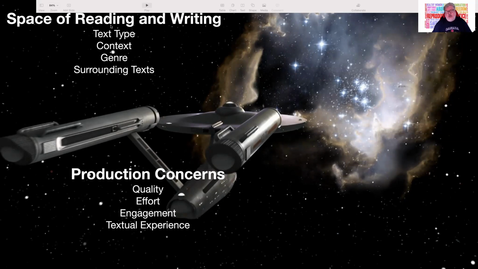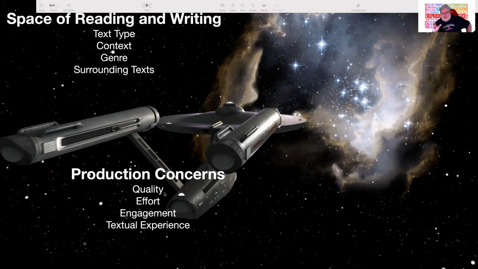Along those lines, once you've determined your space of reading and writing, you've got to consider production concerns. I'm using a picture of the Starship Enterprise from Star Trek here within the whole body of space. Now, we know that if the ship is not constructed well, if that vessel doesn't offer protection, everybody in that ship dies, right? Because space is this airless, soundless space that will just destroy a physical body.